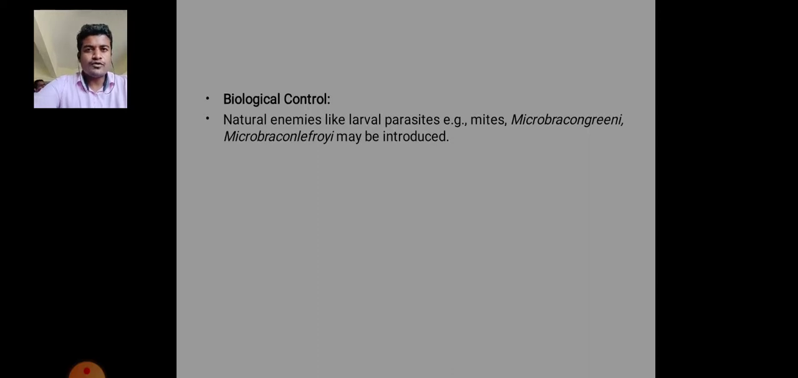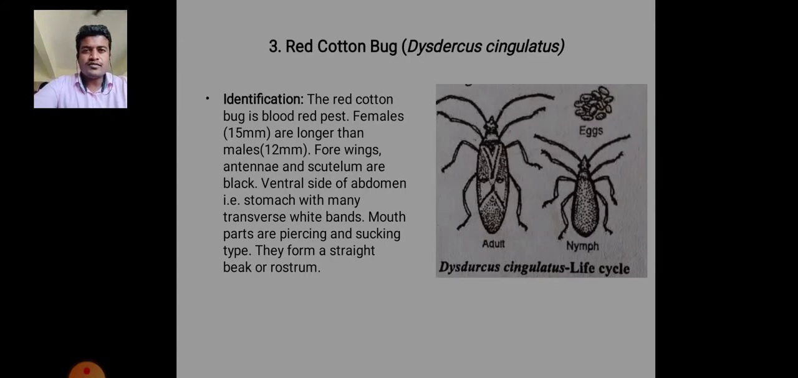The third one is the biological control measure. Natural enemies like the larval parasites of pink bollworm, for example mites, Microcentrus and Microbracon, may be introduced to attack the pink bollworm. Once the larvae of the pink bollworm are destroyed by these parasites, the control measure is successful, and this is known as the biological control measure to control the action of pink bollworm. Okay, so it was about the pink bollworm.